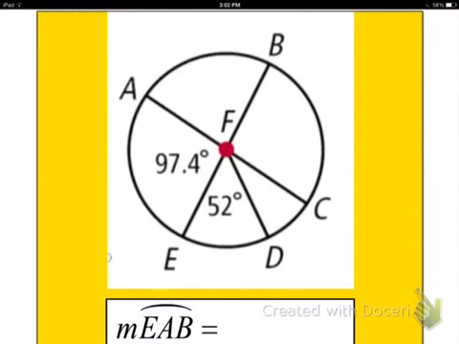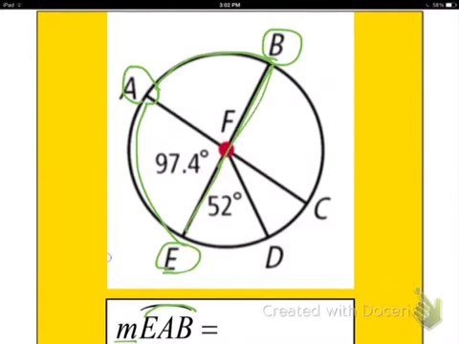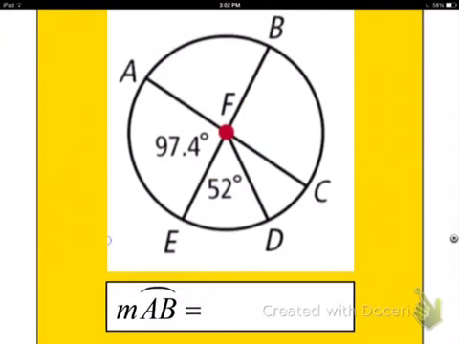This question wants us to find the measure of arc EAB. So I go from E to A to B. Now what I notice here is this is on your diameter, and my diameter splits my circle in half. So I know that's half a circle. That would be half of 360, which is 180 degrees. Semicircles are 180 degrees.